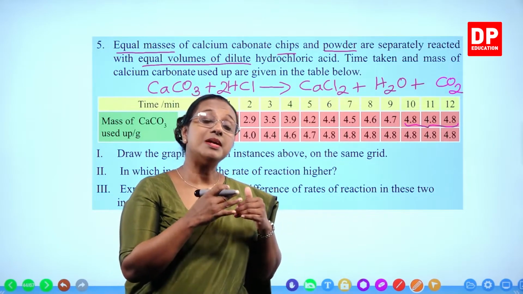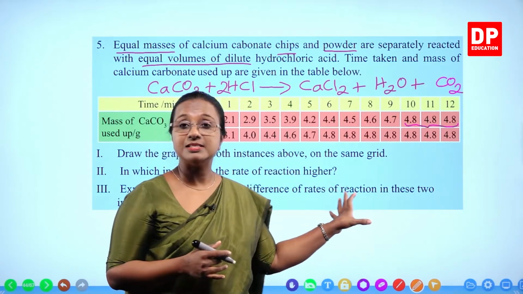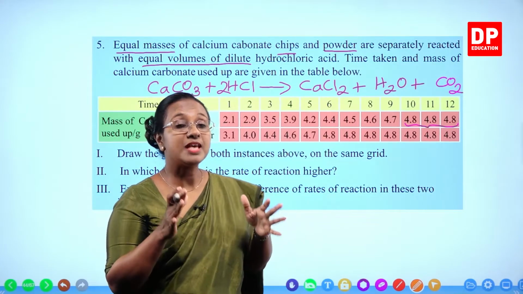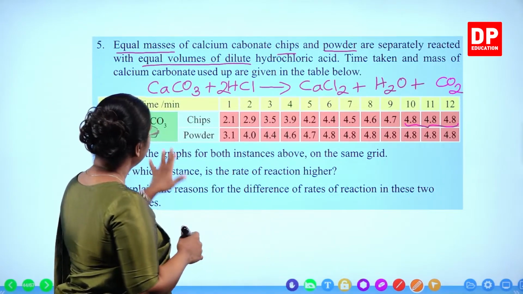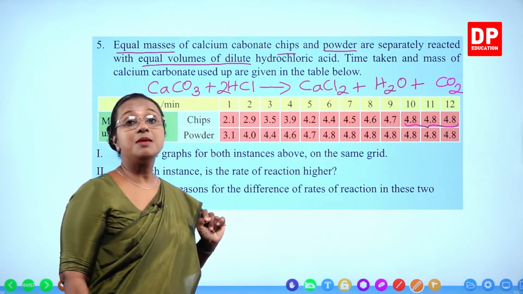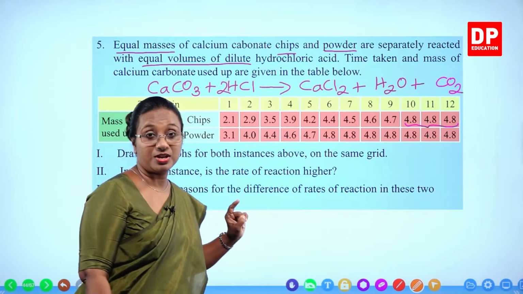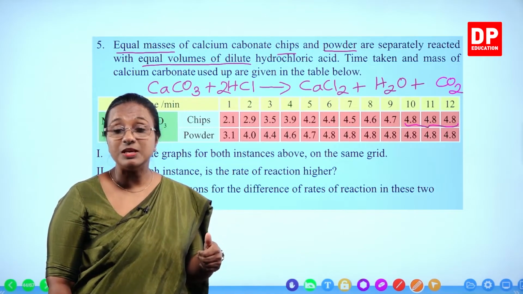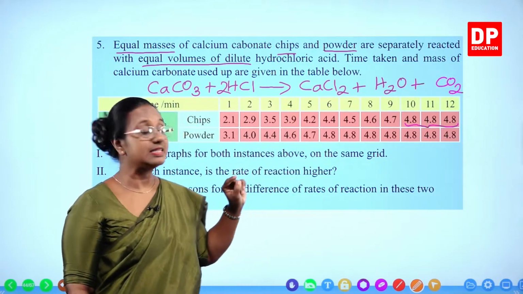All the calcium carbonate that you took, measured or weighed, here they haven't said how much, but you can see it's 4.8 grams. Those 4.8 grams have been used up. Thereafter, there is no reaction. Now, if we look at powder, first minute itself, it's 3.1 grams compared to the chips. Chips 2.1, powder 3.1. So, there you can see the rate of reaction is faster. More substance is being used up. If you compare the other time intervals also, you can understand that.